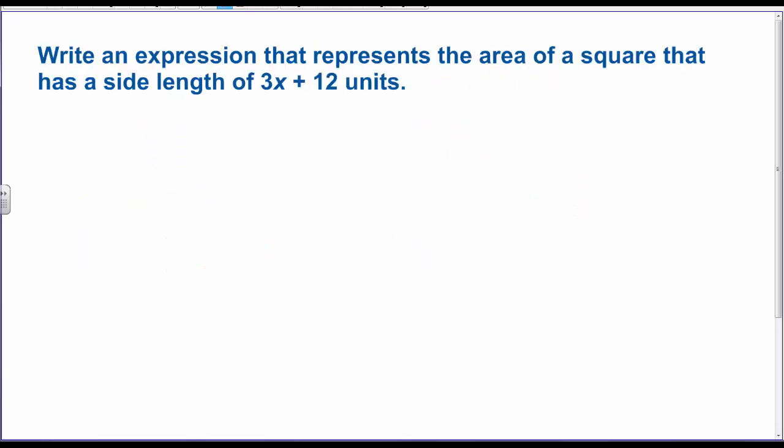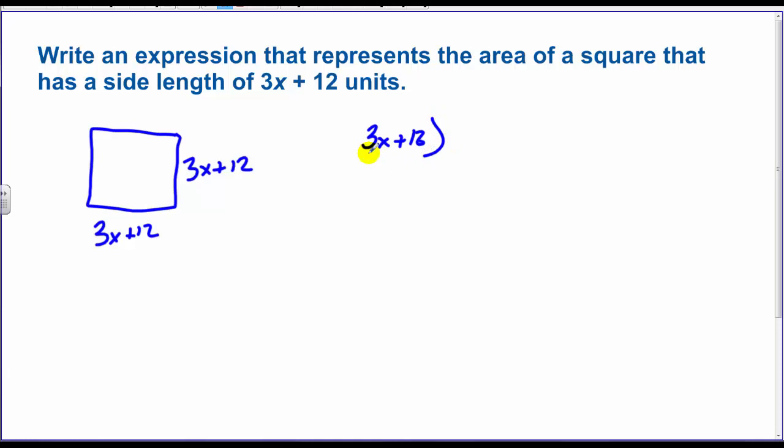Now we get to some word problems. We want to write an expression that represents the area of a square that has a side of length 3x plus 12. And we know that in a square all sides are equal, so this side must be 3x plus 12. And we're finding an area, which is length times width, so that's (3x plus 12) quantity squared, and obviously they're going to want us to multiply this out. So let's go ahead and do that.